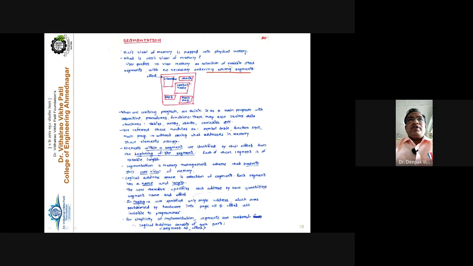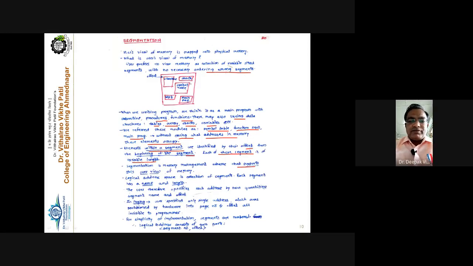When we write a program, we think of it as a main program with subroutines, procedures, and functions. There may also be various data structures like tables, arrays, stacks, variables, etc. We refer to these modules by names like symbol table, function; square root is one function, for example, and the main program, without worrying about what addresses in memory these elements occupy. Elements within a segment are identified by their offset from the beginning of the segment. Each segment is of variable size or length, and segmentation is the memory management scheme that supports this user view of memory.